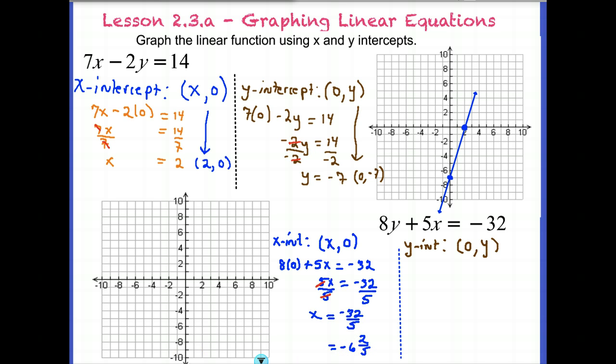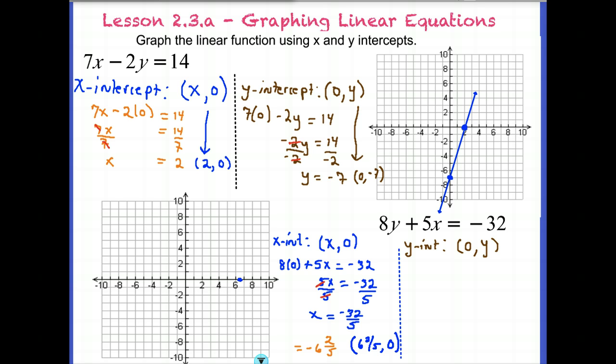Okay, remember that we should write this, and let's move this over a little bit, as a coordinate point. So our coordinate point would then be 6 2/5, 0. I can graph that here on my graph. I will just go out to 6 and a little bit more, and I will plot my point. It's just a rough estimate, but pretty close.